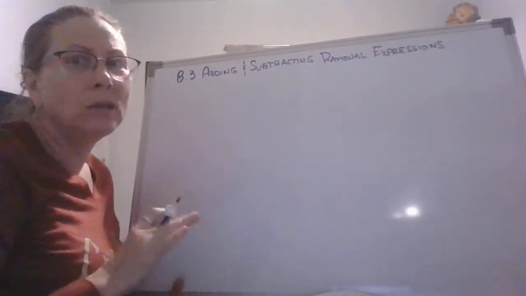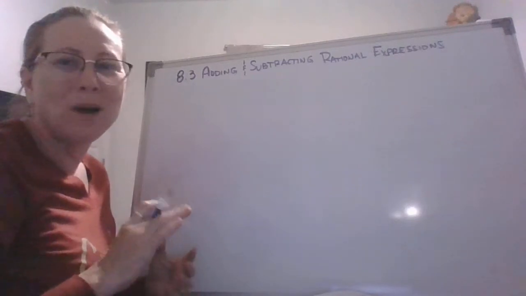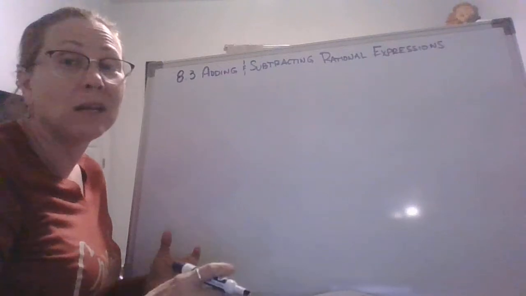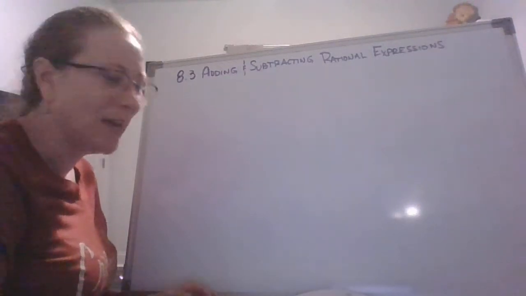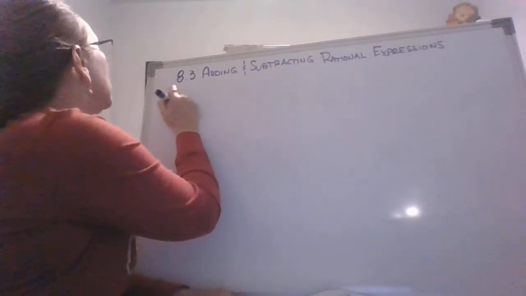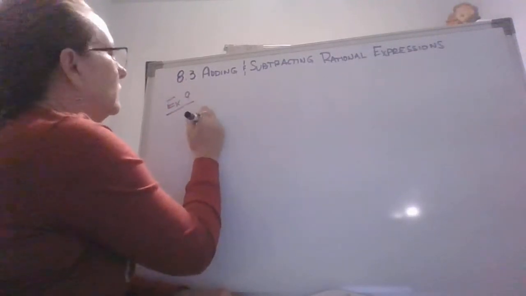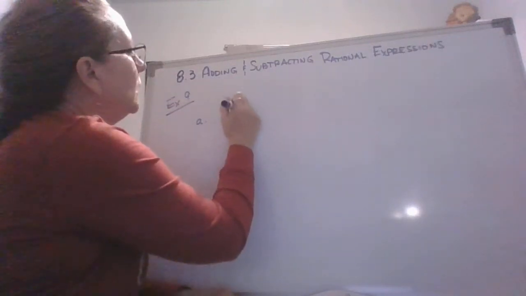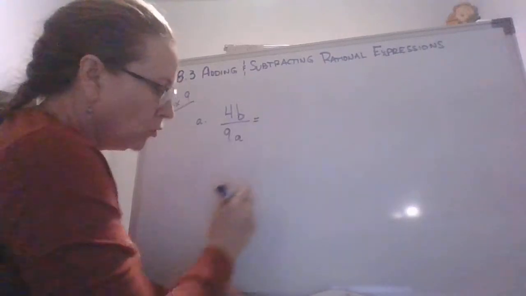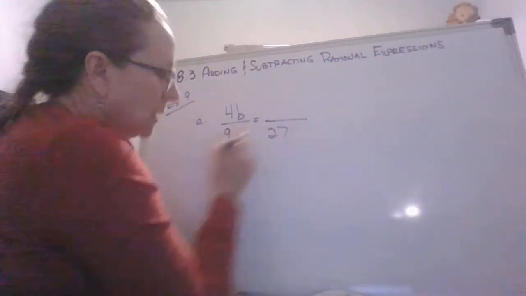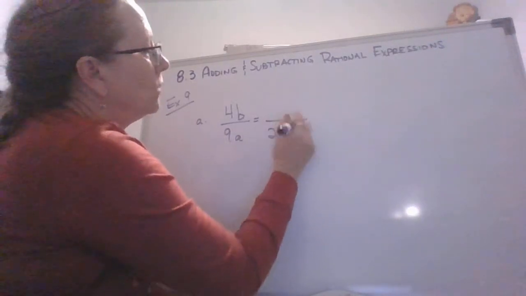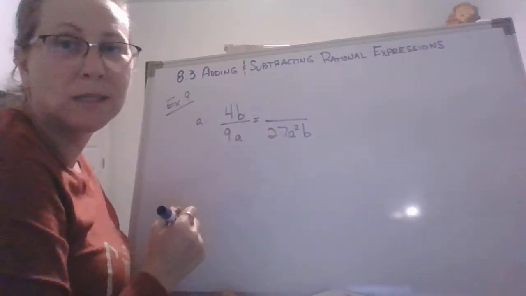So we're getting all of these together so that in the next lesson, we can add together those fractions that have unlike denominators. Luckily, we're not quite there yet. All right, so this is example 9, A. 4b over 9a. And we're going to transform this so it has a common denominator, I should just say. We don't have two expressions to add together yet.